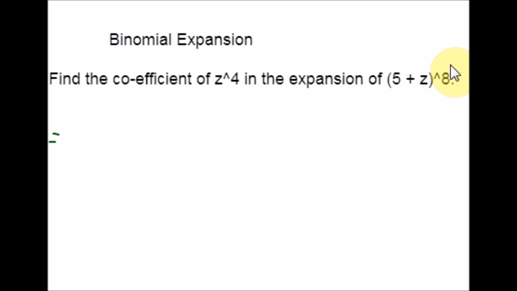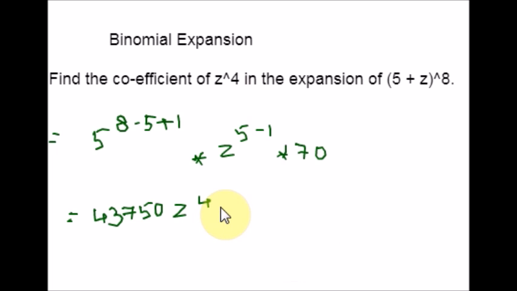By plugging in r equal to 5 and n equal to 8 in the formula, I think we need not write the rth term formula again and again. So by plugging in r and n here, we'll be getting this. If you simplify, this is nothing but 5 raised to 4 and z raised to 4 times 70. So that would be 43,750 times z raised to 4. Therefore, the coefficient of z raised to 4 is nothing but 43750. Hope you're clear with the concept.